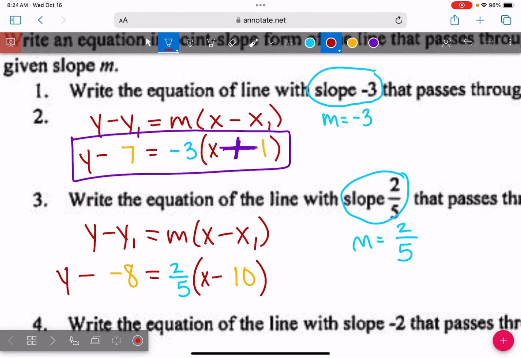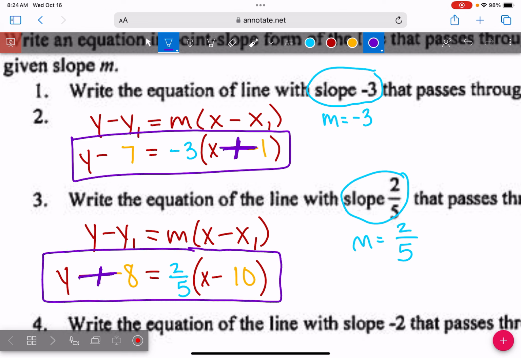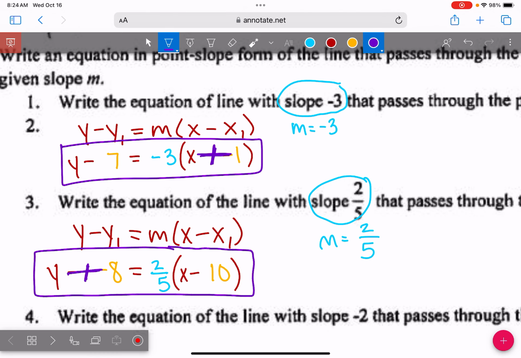Again, I'm almost done here. Everything's where it needs to be. However, I see a minus, a negative. When I see minus a negative, I know that that becomes a plus. So I have y plus 8 equals 2/5, and then in parentheses, x minus 10.